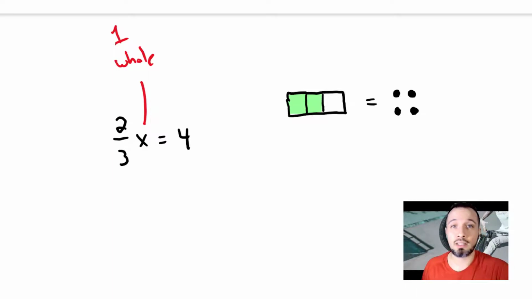And to solve this, again, we're trying to find out the value for one whole, not 2/3, one whole amount. So in other words, in the algebraic representation, we want 1x, not 2/3. Here's going to be my first move. I am going to multiply the left side by 3 and the right side by 3. So multiplication property, you have to do the same thing to both sides.